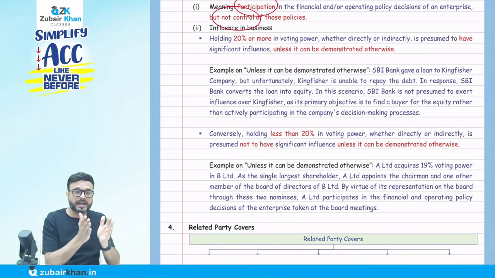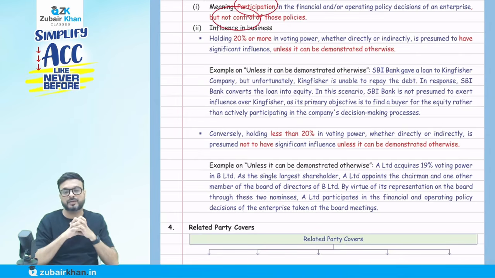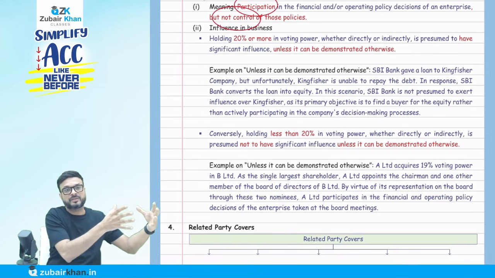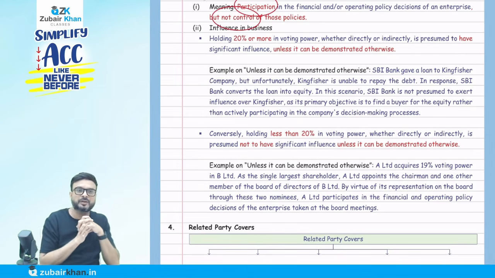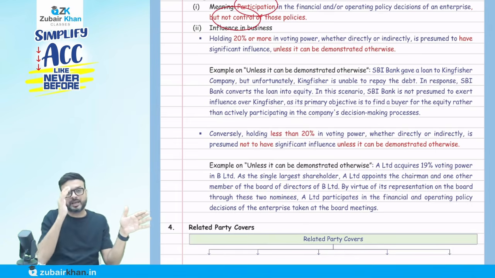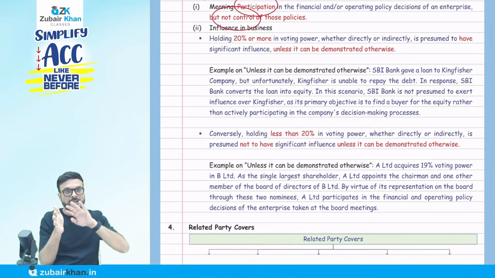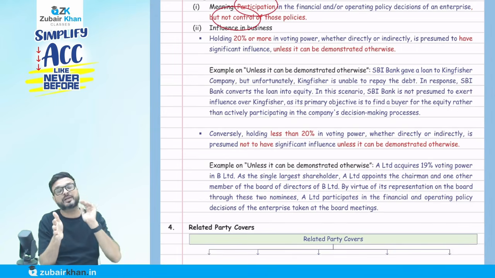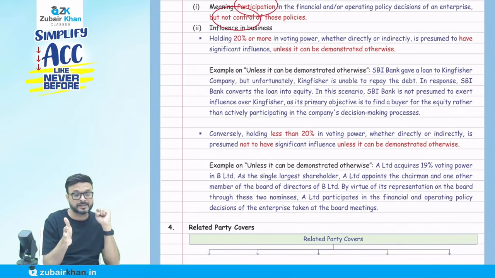Now, think from SBI's point of view. SBI Bank gives a loan to Mr. Vijay Mallya, the owner of Kingfisher. Unfortunately, Kingfisher is not able to repay the loan to SBI Bank. SBI gave a loan to Vijay Mallya, but Vijay Mallya or Kingfisher is not able to repay the loan to SBI. What is going to happen in that case?